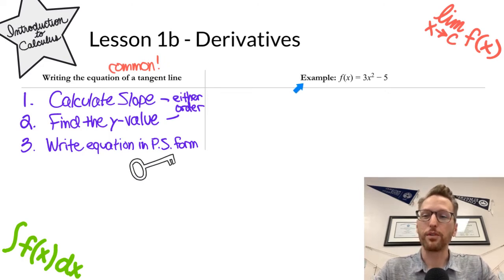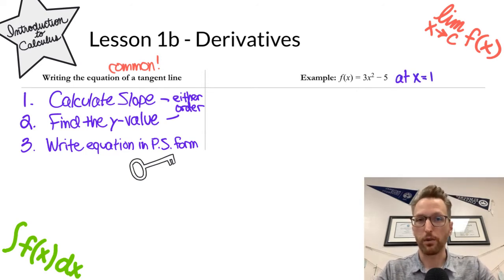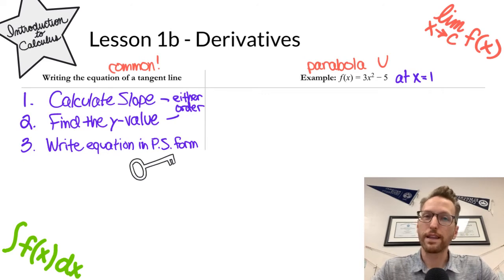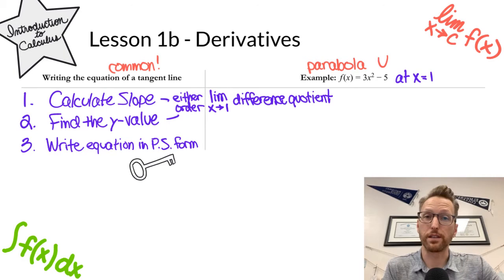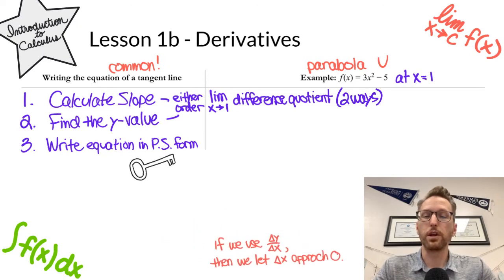So for example, we have f of x equals 3x squared minus 5. Let's say we wanted to find the slope of that curve, which is a parabola, at x equals 1. Okay, we could have chosen 2 or negative 5 or whatever. So we're going to take the limit as x approaches 1 of the difference quotient. And really the difference quotient could be seen as a variety of things. It could just be delta y over delta x. But I have 2 algebraic formulas I'll show you in a moment. But let's say we go through that process and we find that the slope is 6.